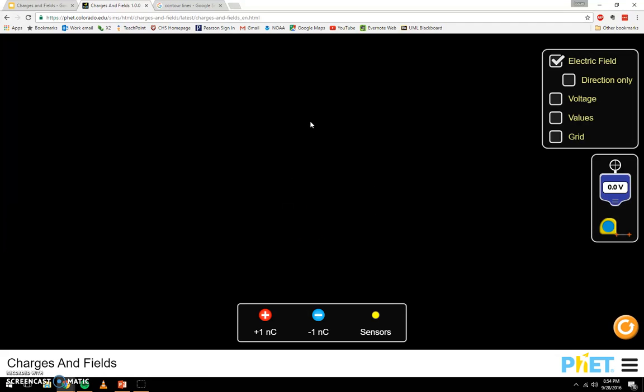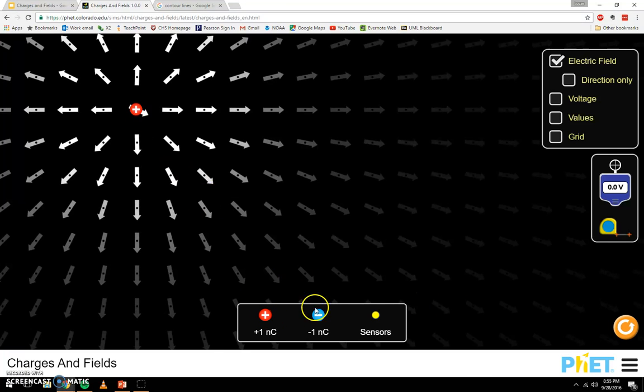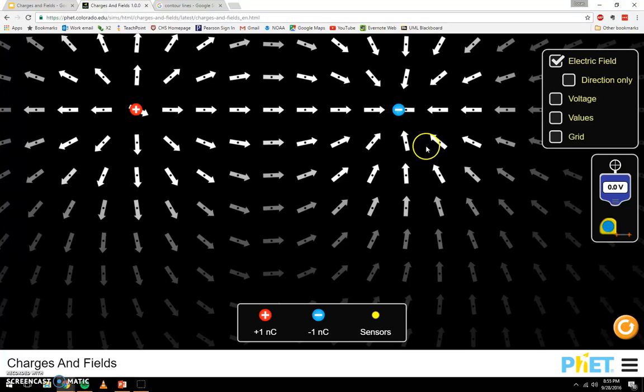Once you have it up and running, you should notice there's a list of options and tools over here on the right-hand side. The charges and sensors are located down here on the bottom, and a big reset button down here on the bottom right. So you could use this on your tablet, your phone, your laptop, desktop, doesn't matter. So put a couple of charges out here.